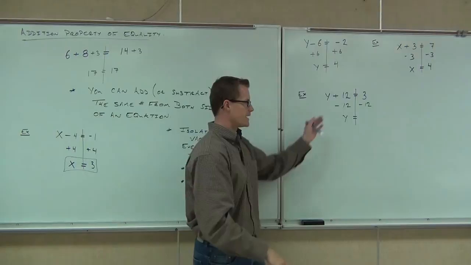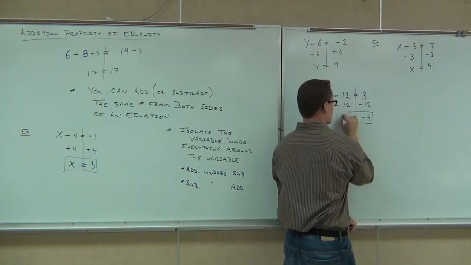Adding and subtracting. How much are you going to get here? 9. And we certainly have negative 9 on that, for sure.